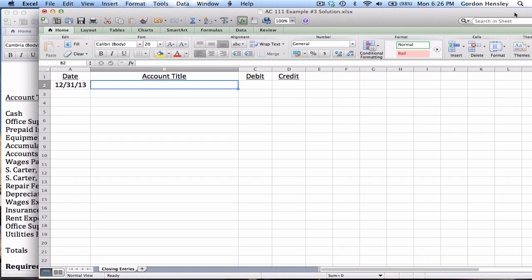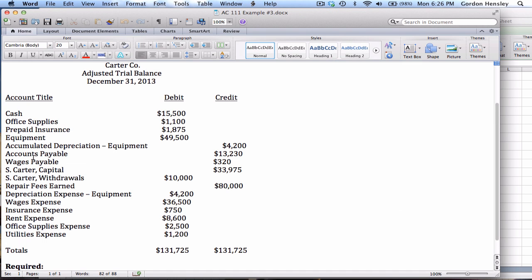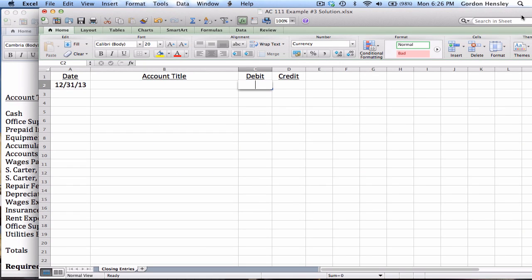Now, all companies are a little different. Some have more revenue than others. This one only had 1 revenue account, and it was this one right here, repair fees earned. And it had a $80,000 credit balance. So that means this is going to be an $80,000 journal entry. Now, what I want to do is close out revenue, and the way to do that is to take everything out so that the account has a 0 balance.